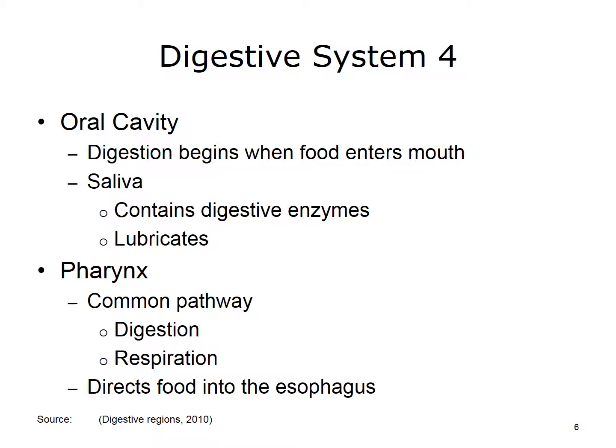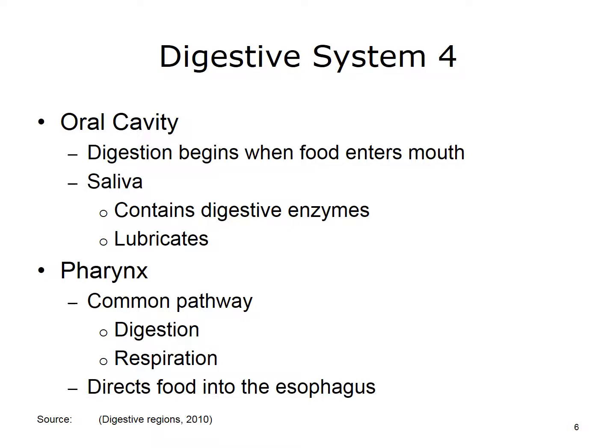Now, let's discuss how each of the organs of the digestive system aids in achieving the functions we have previously discussed. The first step of digestion occurs in the oral cavity. When food enters the mouth, it mixes with saliva. Saliva contains digestive enzymes and helps in lubricating the food as it begins its journey through the digestive system.